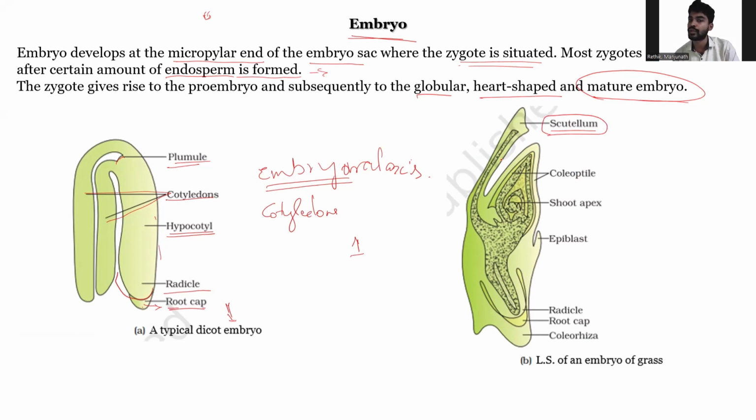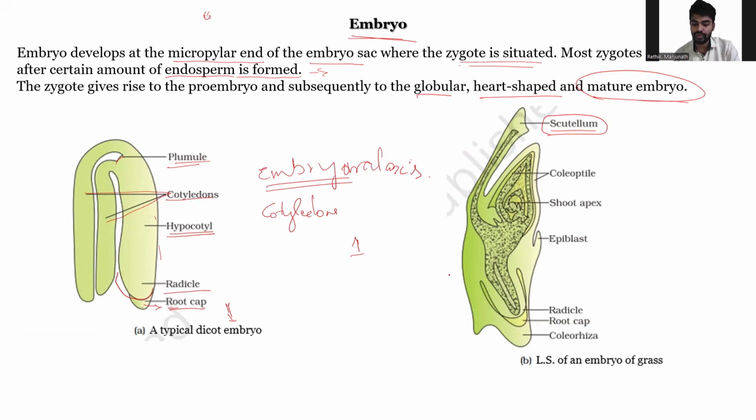So the scutellum will be only one, and it will be developed somewhat separately, like in this way. When compared to the dicot, you can see they're normally attached, right? But here it is developed somewhat separately. So this is the scutellum. It is situated towards one side of this embryonic axis, that you can see here.